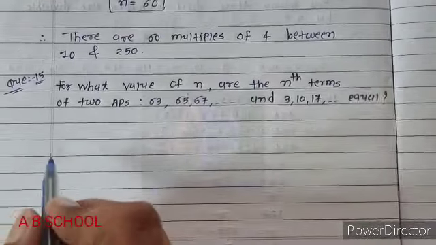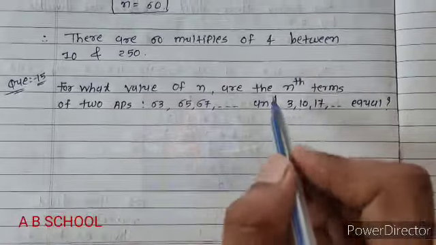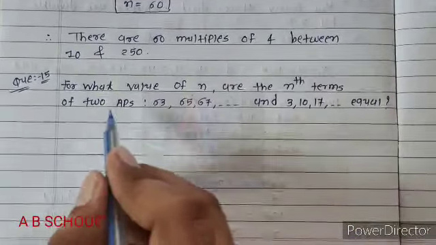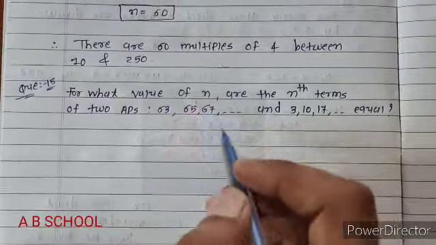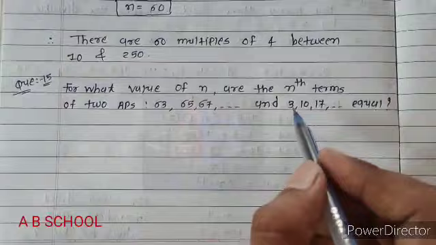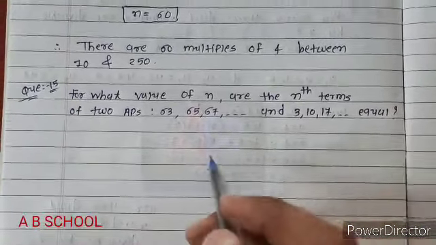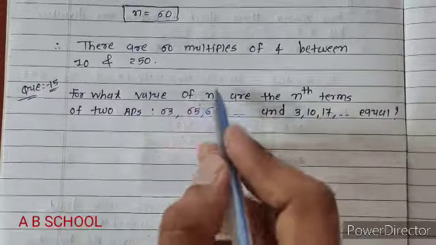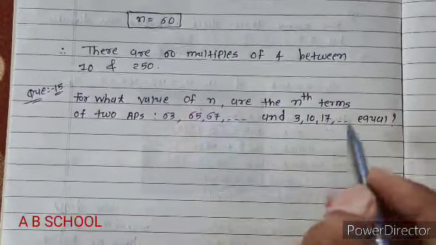Question number 15. For what value of n are the nth terms of two APs 63, 65, 67 up to so on, and 3, 10, 17 up to so on equal? Okay, so for which value of n are the nth terms of the two APs equal?